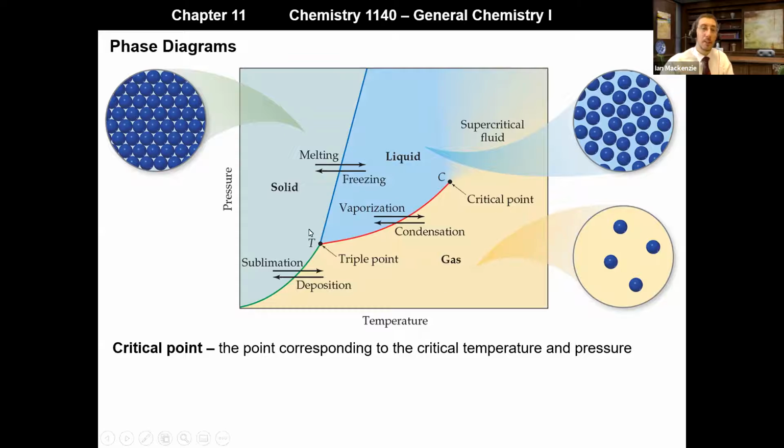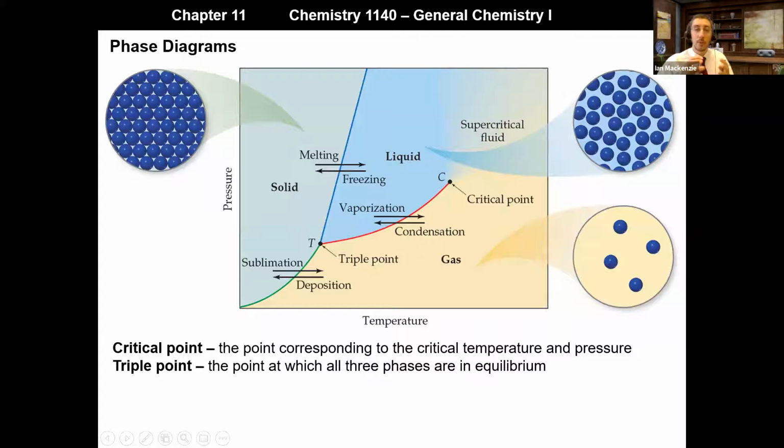Now there's also a point labeled T on this curve that is known as the triple point. This is the point at which all three phases are in equilibrium. So if the melting point is the point where the solid and the liquid phase are in equilibrium, and the boiling point is the point where the liquid and gas phases are in equilibrium, the triple point is that point where all three phases are in equilibrium. We may not be familiar with triple points, but we'll show one or two later on in a couple of specific examples.